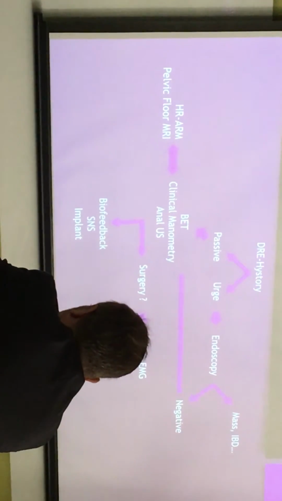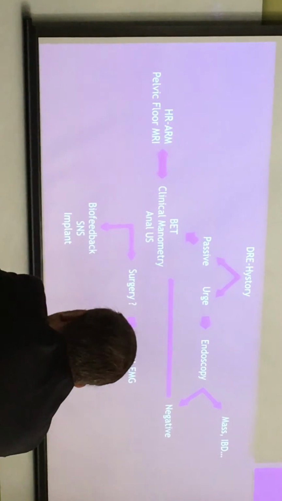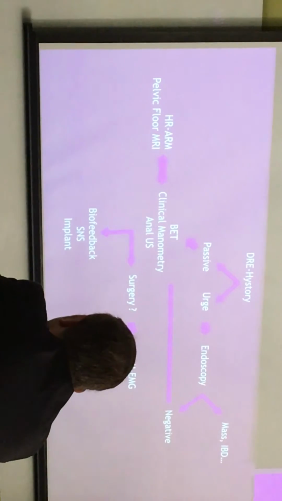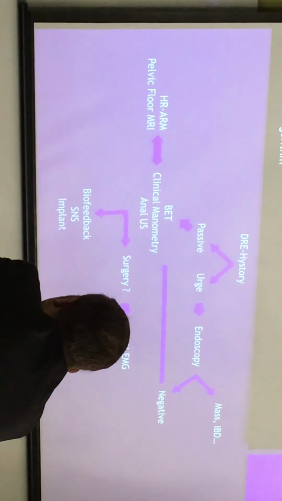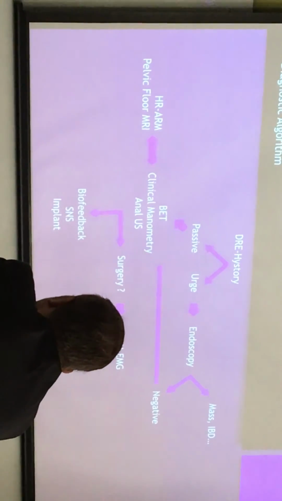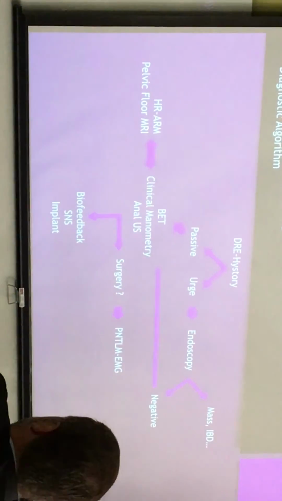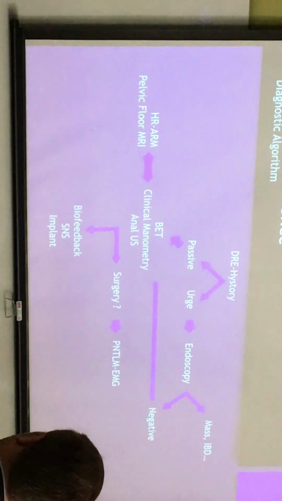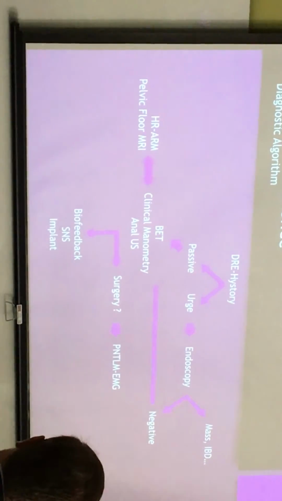If it's negative, or we think the patient is suffering from passive incontinence, then clinical manometry, anal ultrasound, and balloon expulsion test. We can go deeper with high-resolution anorectal manometry or pelvic floor MRI, but it's very uncommon that we need more information. Then, two possibilities again. Are we going to surgery, PNTML, or EMG? Or are we going to conservative measures, biofeedback, implant, and then we quit the diagnostic activity?